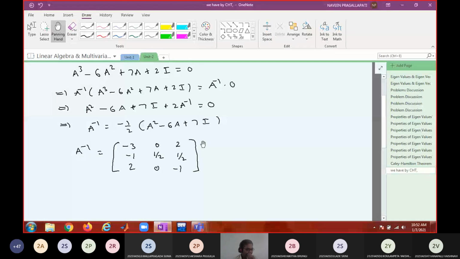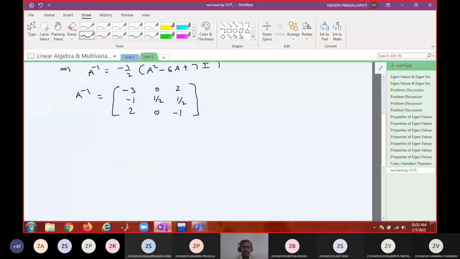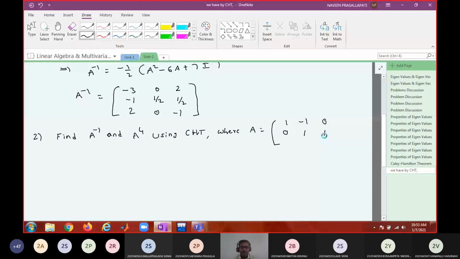So take one more problem. Find A inverse and A power 4 using Cayley-Hamilton theorem, where A is equal to [1 -1 0; 0 1 1; 2 1 2]. Now, did you understand the question first?